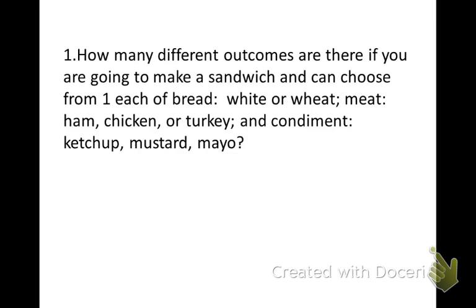How many different outcomes are there if you're going to make a sandwich and you can choose one each of bread, meat, and condiment? For bread, you either have white or wheat. Meat, you can choose ham, chicken, or turkey. And then a condiment, you can choose ketchup, mustard, or mayo. Now we are limited to just choosing one of each. If you want to choose and make other ones, it can get more complicated.